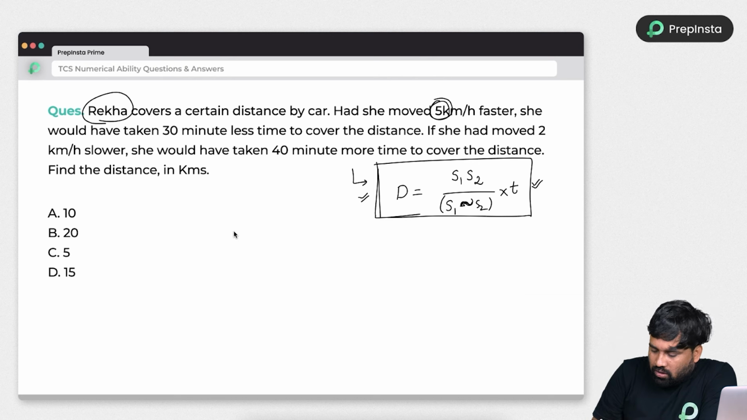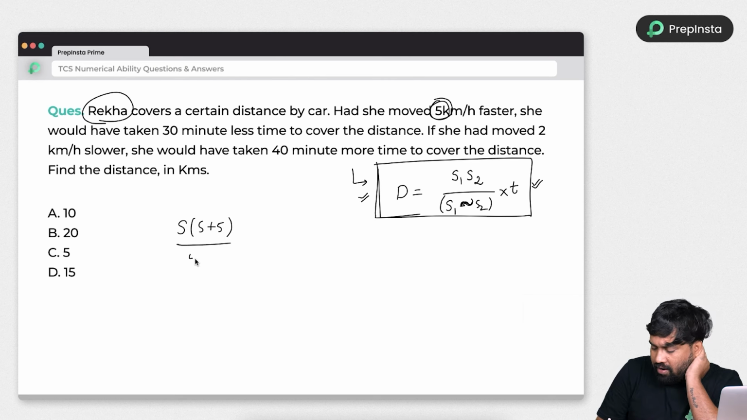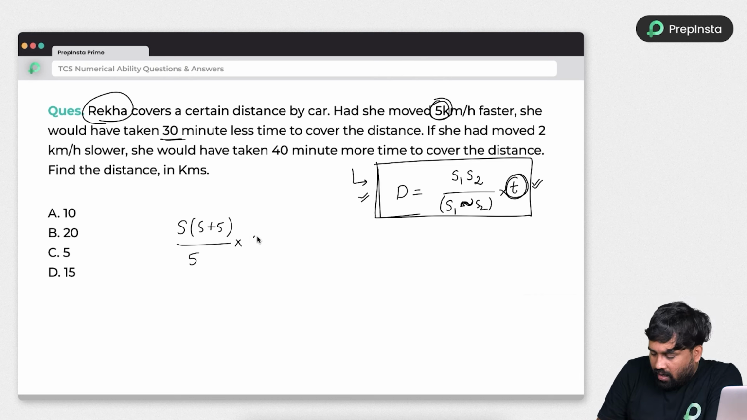So, simply write S into S plus 5 divided by the difference of S and S plus 5, which is simply 5, right? 5 into this time, which is not the actual time. It is nothing but the extra or less time they have taken. So, here they have taken 30 minutes less. So, directly I kept 30. Here these are kilometers per hour, right?